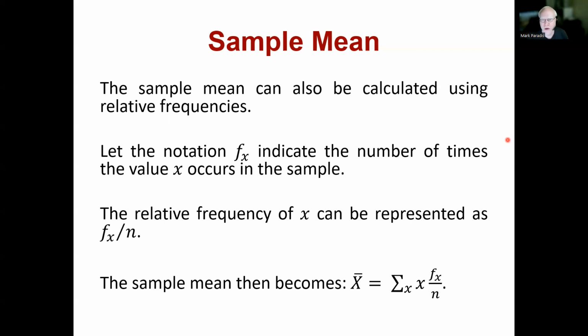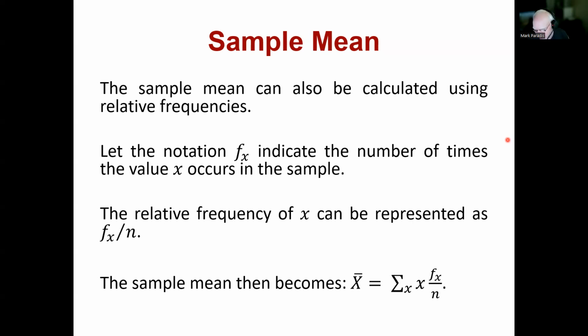So if a particular score happens 10 times out of 15 students, the relative frequency would be 10 out of 15. Same calculations as we've seen before for figuring out relative frequency. But if we have the relative frequency, we can simplify the calculation of the mean somewhat. It's really doing the same thing, but it can be simplified.